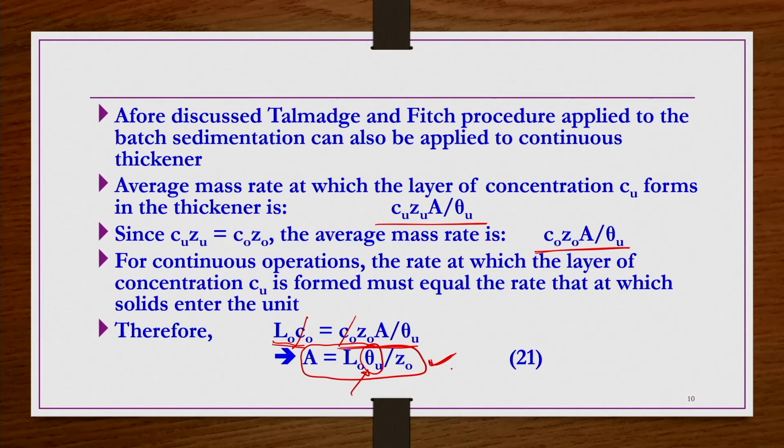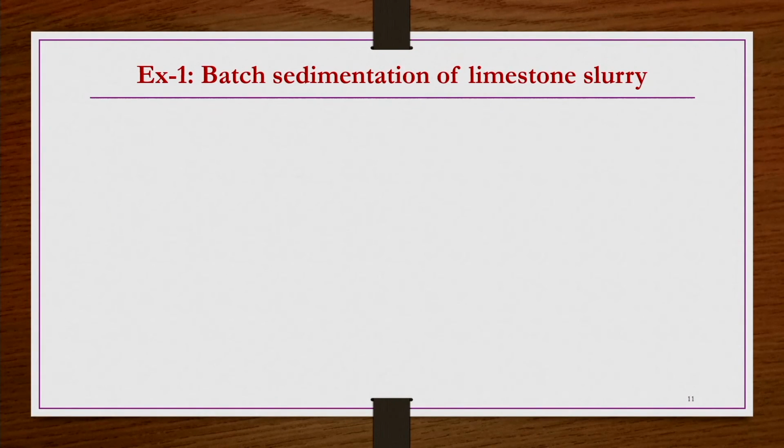In the previous method we required the solid flux of the rate limiting layer. Here we need the time required for the initial interface to reach the Zu interface, that is, the theta u requirement. If you know that, you can calculate the area of the continuous thickener. Now we see a couple of example problems to understand how to use this equation and get the area requirement. Example number 1, batch sedimentation of limestone slurry.